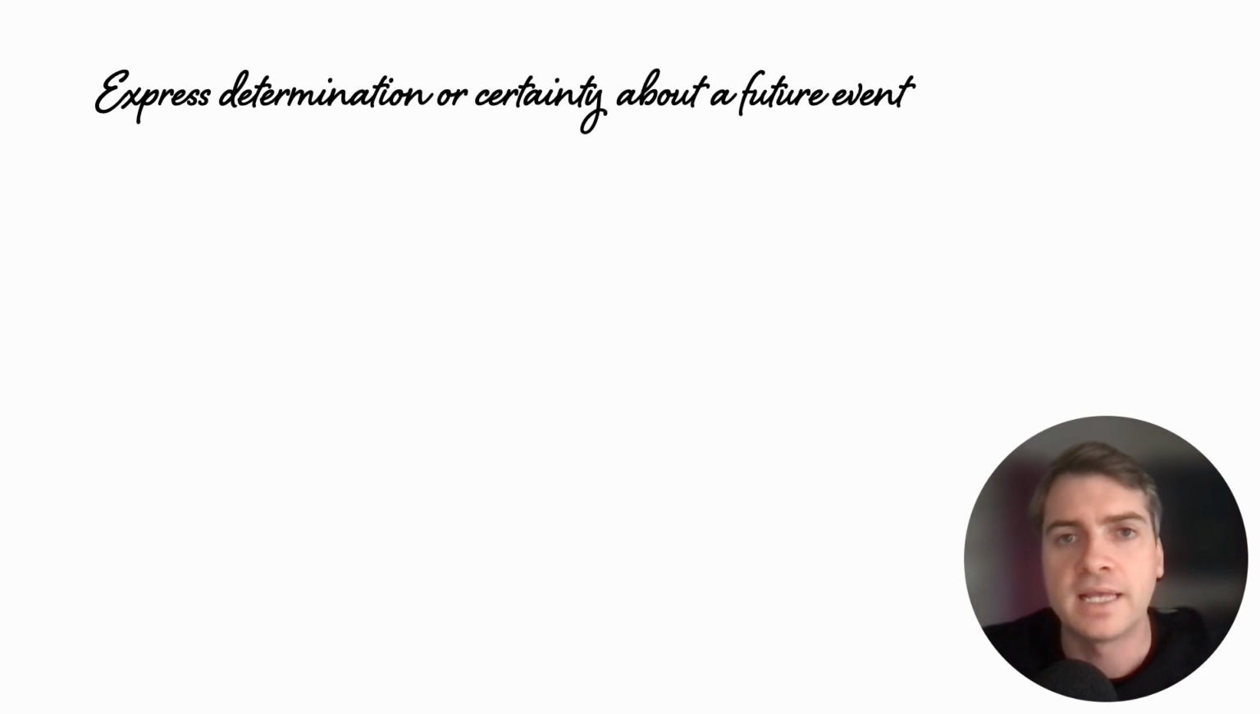Now, when we talk about expressing determination or certainty, this has a lot to do with the tone you say it in, okay? So for example, I will lose 5 kilograms by December. You're showing your determination to do this thing. You're saying it in a way where it's not an option. I will lose these 5 kilograms, okay?